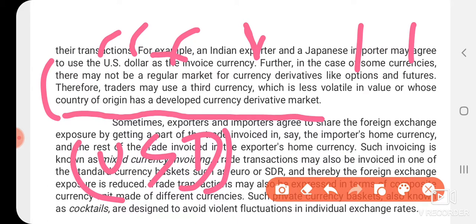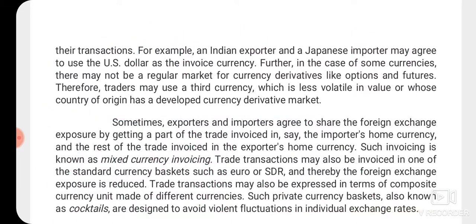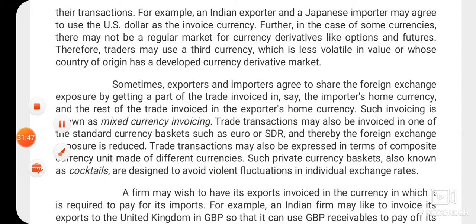So traders use this type of third currency because it is less volatile in value, or because its country of origin has a developed currency derivative market. We know that the United States is a developed country whose currency value is very high when compared to developing countries like India. So in such situations we use currencies like the United States dollar in order to avoid such type of risk. Okay, now you have understood.